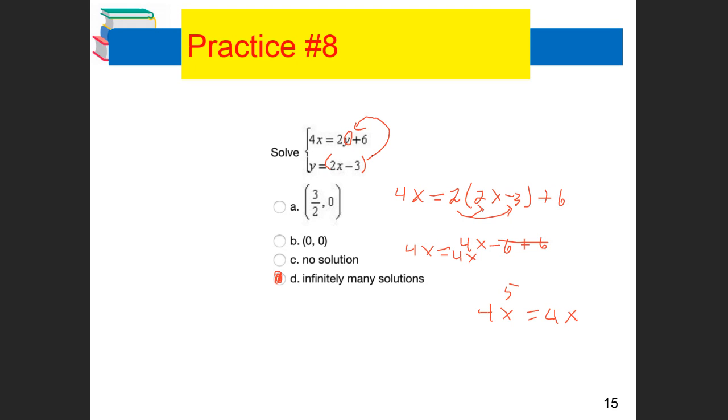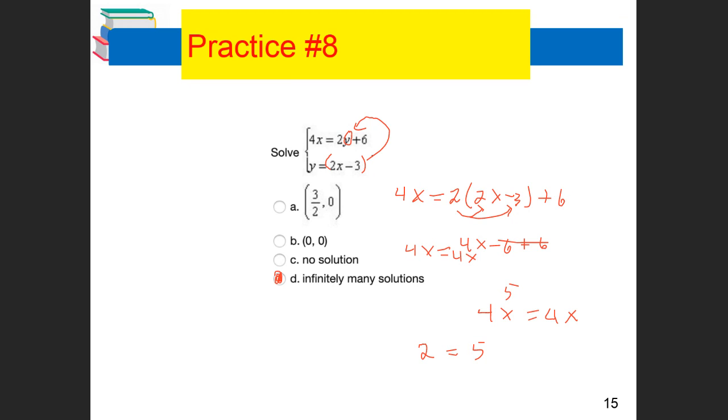Now, if you ended up with something that wasn't true, then you have no solution. So if you ended up with something like 2 is equal to 5, well, that's not true. You'd have no solutions.